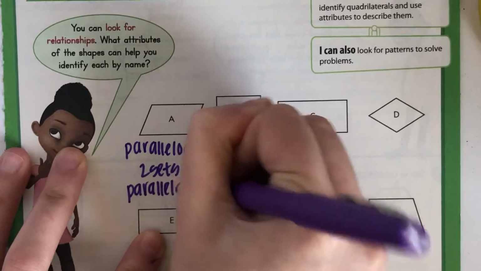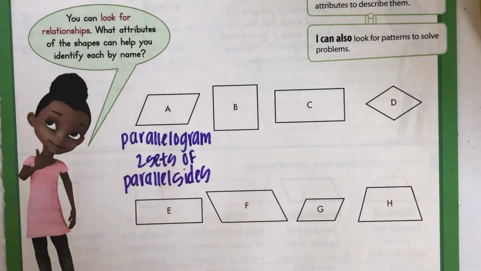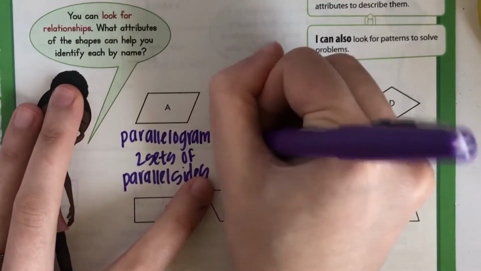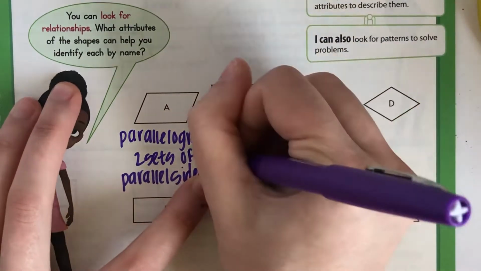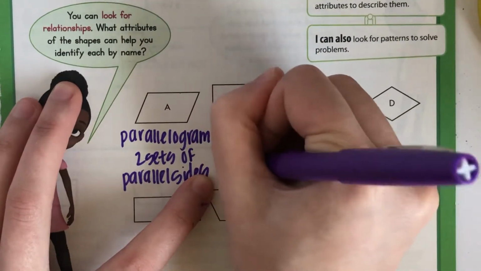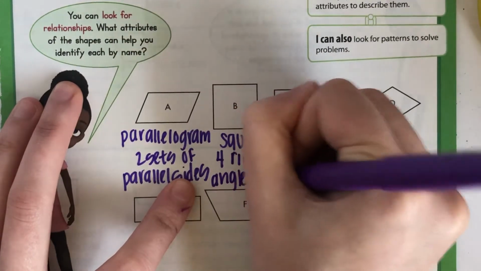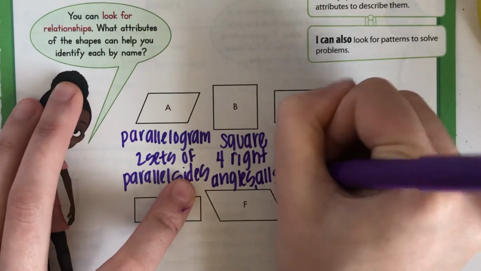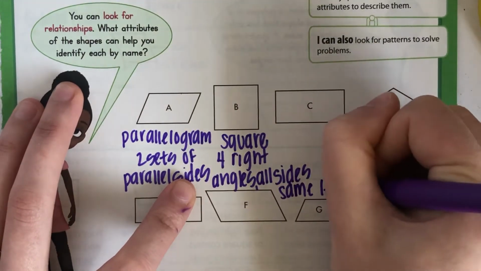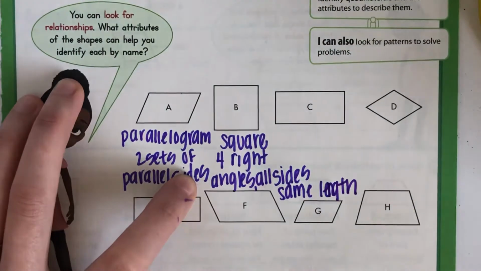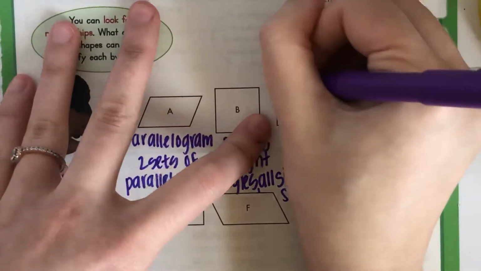So if you get your workbook out and write them down, it might help you on your assignments. The second one we see is a square. A simple square. We have 4 right angles and all sides the same length. Okay. The next shape, letter C, we have a rectangle and it has 4 right angles.